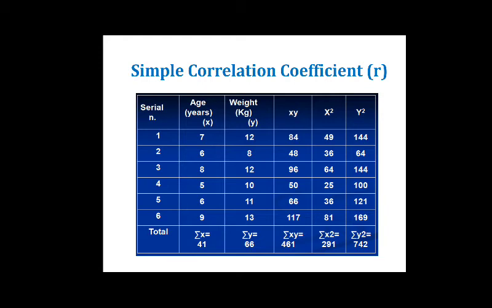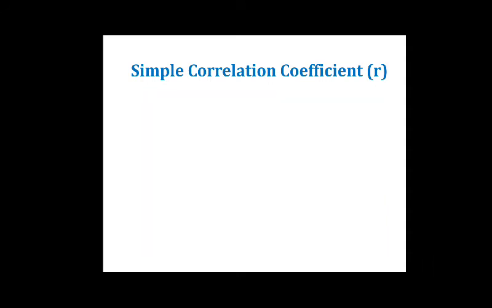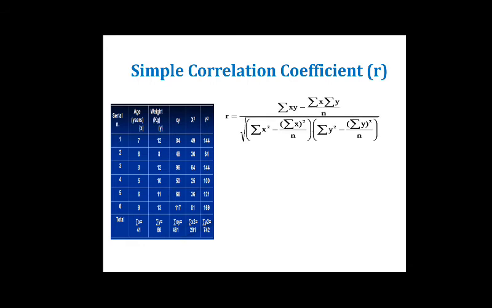Then I calculate the sum of x, the sum of this column, the sum of y, the sum of the x into y column, the summation of x square and the summation of y square. I am calculating the particular terms of the formula in this tabular format. Then I will put them into the formula.